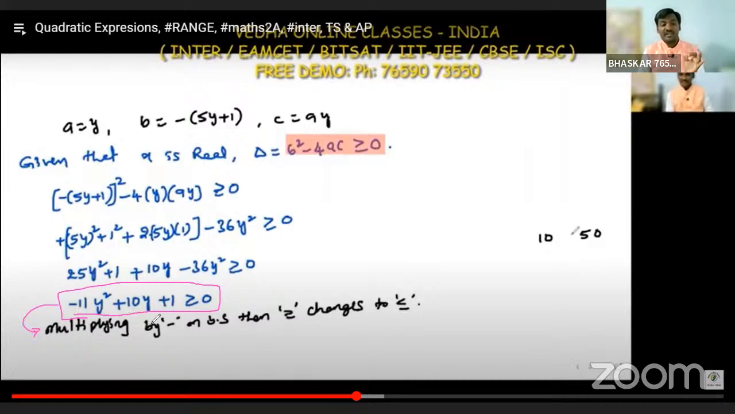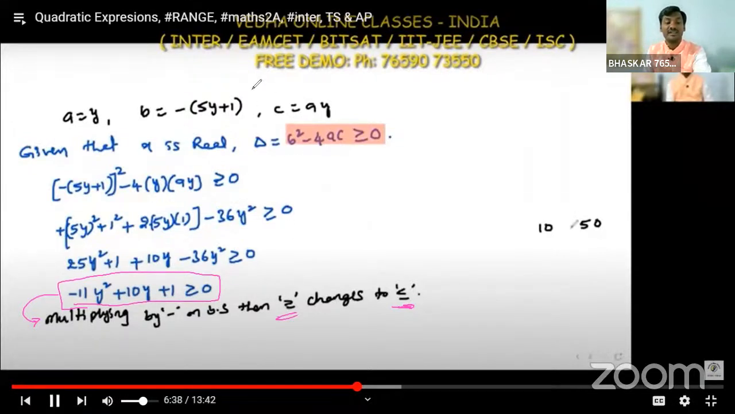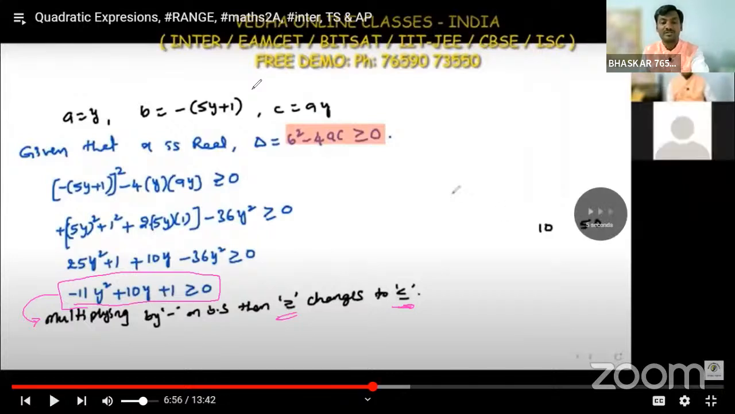Why are we multiplying by minus here? Multiplying by minus on both sides, greater than or equal to changes to less than or equal to. Very important concept here. Whenever we multiply by minus, we have to change the sign. Greater than or equal to becomes less than or equal to.